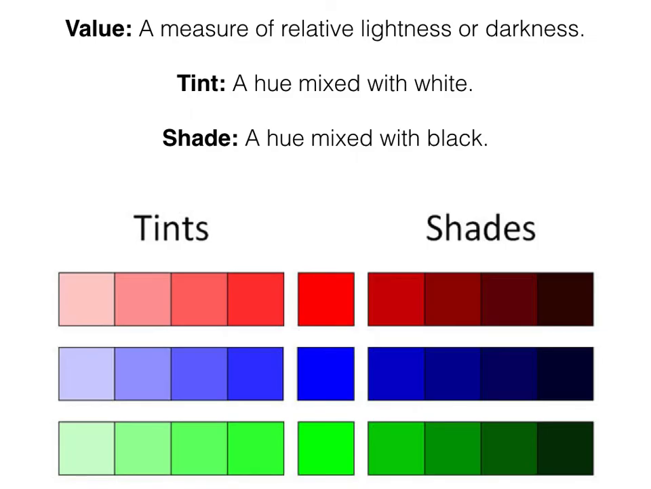All right. So finally, we're talking about tints and shades. Value is a measure of relative light and darkness. So we're going to be adding some value to our hues or our colors. A tint is a hue mixed with white. So on the left, we can see that. And a shade is a hue mixed with black. So on your color wheel, you're going to be asked to make tints and shades. So those are how those key terms are defined. Okay.